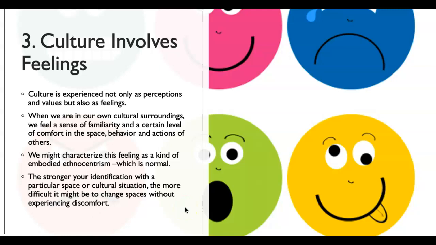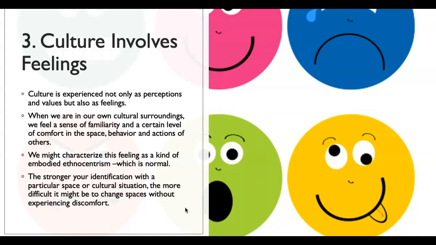That culture involves feelings. Culture is experienced not only as perceptions and values, but also as feelings. And when we are in our own cultural surroundings, we feel a sense of familiarity and a certain level of comfort in the space, behavior, and actions of others. Because we know how others are going to behave, because we understand the language, because we understand how to behave in that space, right? We might characterize the feeling as a kind of embodied ethnocentrism, which is normal. And ethnocentrism is the belief that our own culture is the best one.